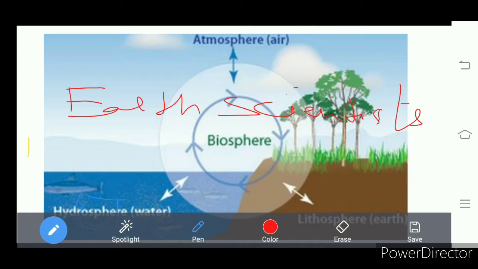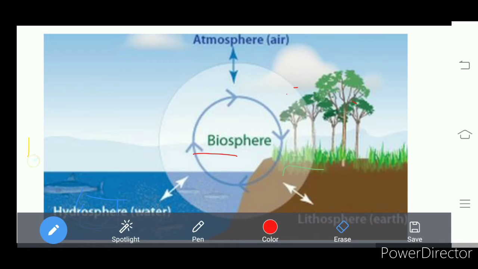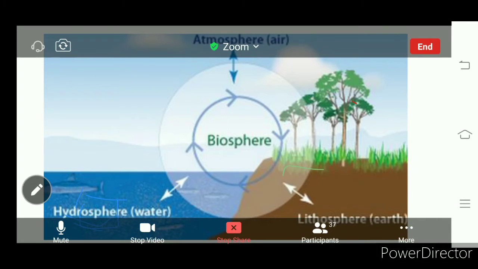What is meant by realm? Realm, in the sense, is an area which is with some common features. So these earth scientists stated that there are 4 realms on the earth. How many? 4 realms on the earth.